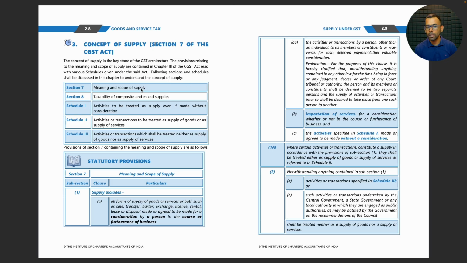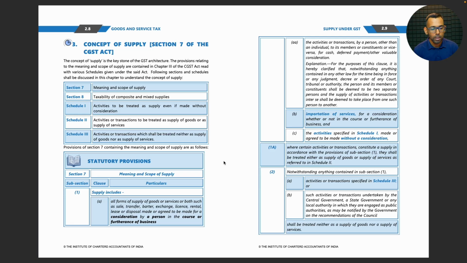Section 7, meaning and scope of supply. Section 8, taxability of composite and mixed supplies. Schedule 1, activities to be treated as supply even if made without consideration. Schedule 2, activities or transactions to be treated as supply of goods or as supply of services. So in Schedule 1 and 2, we are treating things as supply. Schedule 3, activities or transactions which shall be treated neither as supply of goods nor as supply of services. So Schedule 3 is like an exemptions list, where you don't consider them as supply.